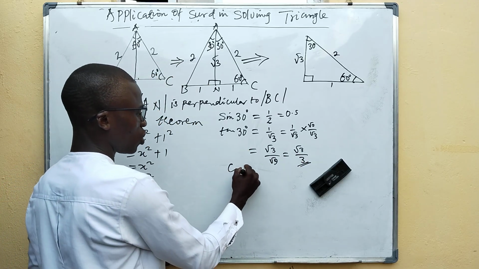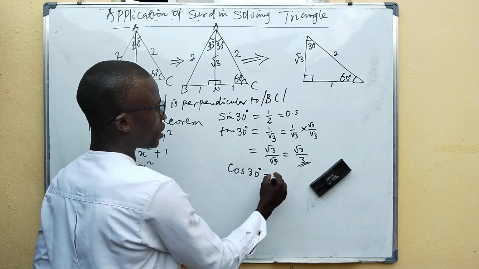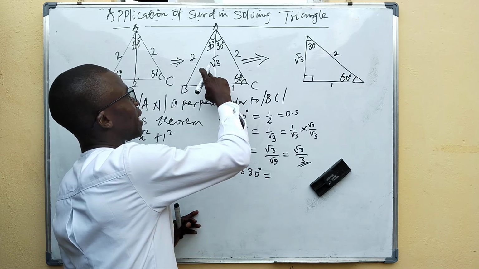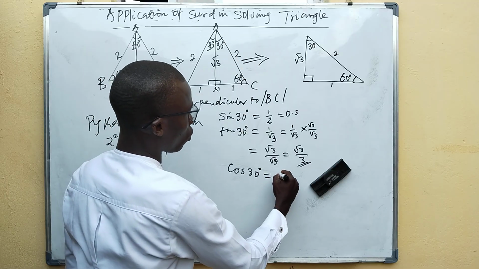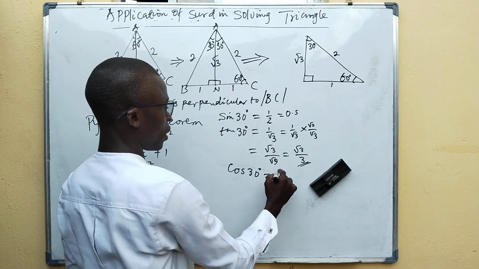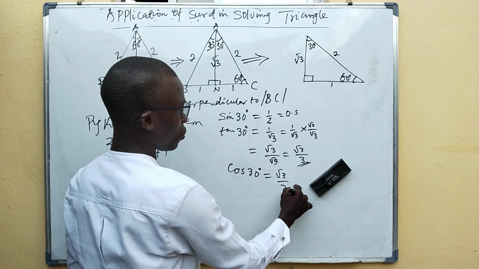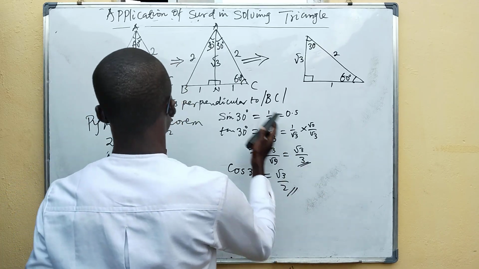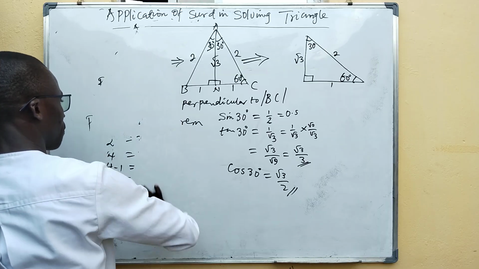What of cos 30 now? Cos 30 will be what? Cos 30 is adjacent over hypotenuse, which is equal to root 3 over 2.